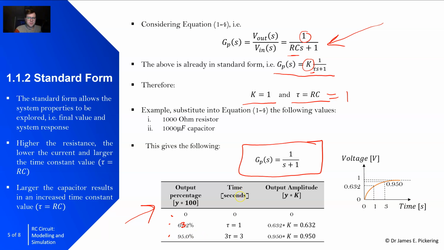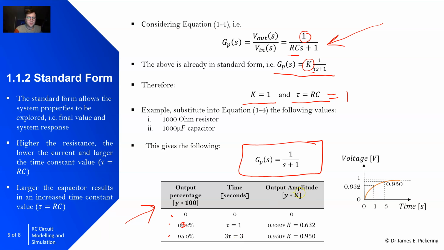And then in terms of the time, in seconds, 0 is 0, 63.2% is always going to be tau, and 95% is always going to be 3 tau. In this case tau is equal to 1, so 3 tau is 3 seconds. So in this particular system, the output of 63.2% is going to be at 1 second, and 95% is going to be at 3 seconds.